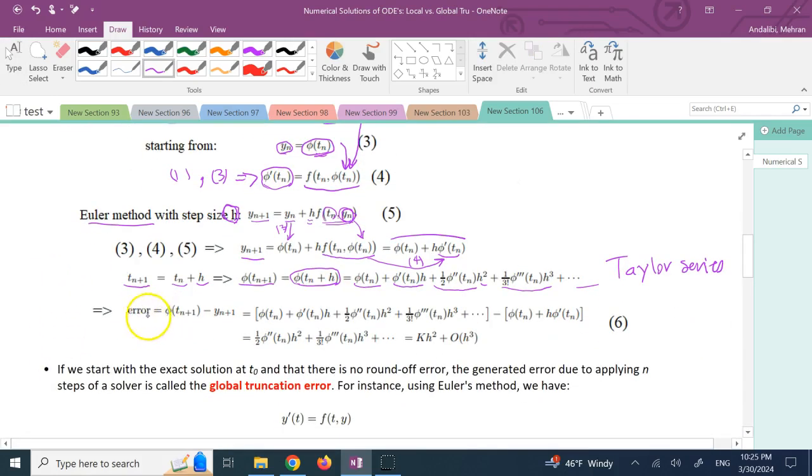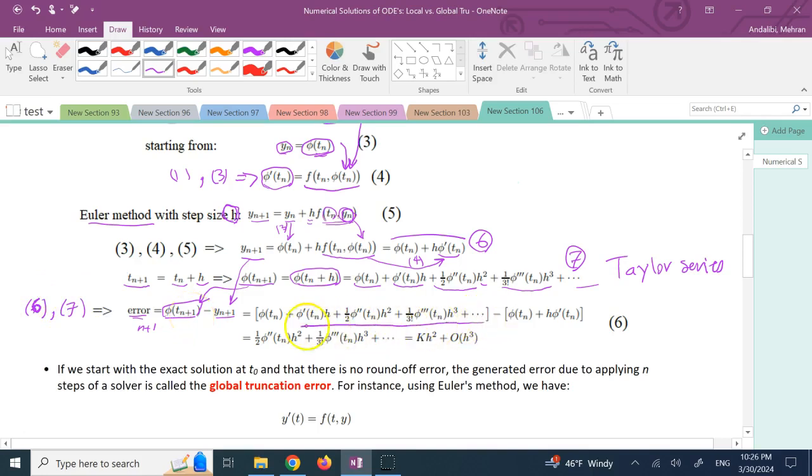Okay, now what is the error at the time t of n plus 1? It is the difference between the exact solution and, of course, the approximated solution. Yes? Okay, this is the error at n plus 1. Now, what do we do? For phi of t n plus 1, we directly bring it from this top equation. And for y of n plus 1, we bring it from this other equation. So if I call this, for instance, 6, and I call this 7, from 6 and 7, I can get that error equals.